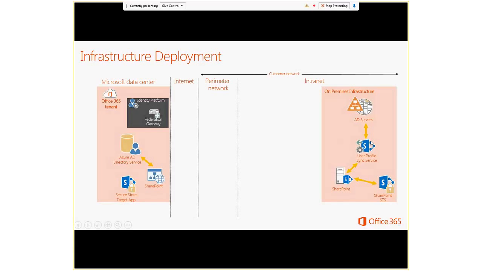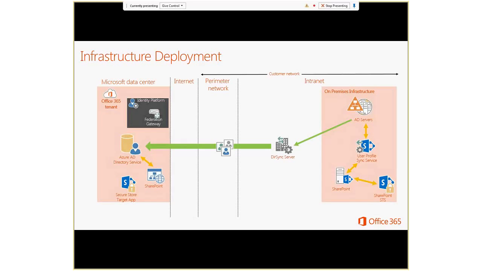So what are the core infrastructure components required for you to set up hybrid? The first and key important thing is directory synchronization. I was mentioning a couple of minutes back the user profile service application. However, the user identity needs to make it to Azure AD in Office 365.